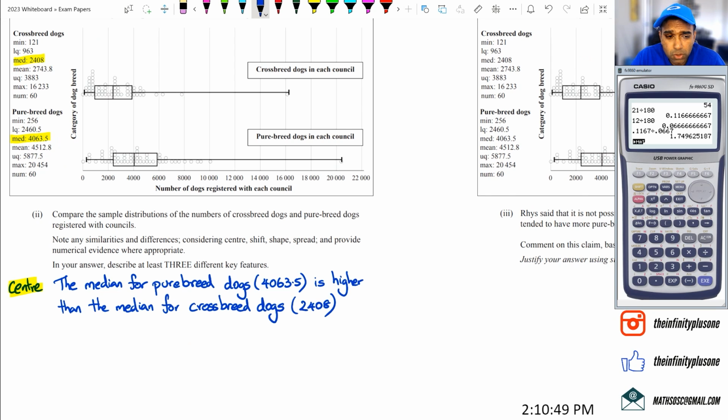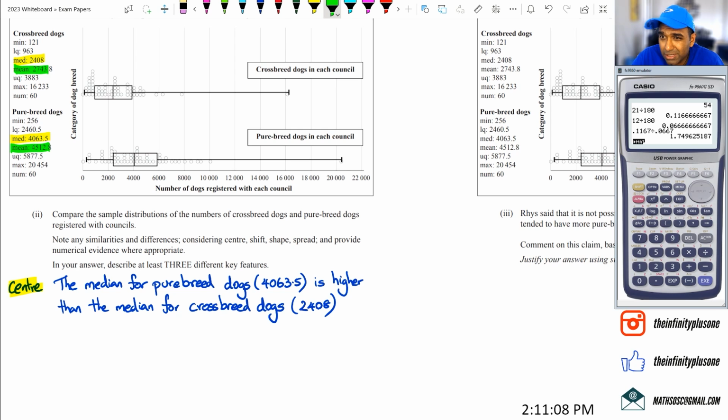So the first point we're going to talk about is the center. Now you might have actually gone with the mean. If you do go with the mean, then remember to state the 2 mean values. I'm going to go with median here. The median for purebred dogs is 4063.5. It's higher than the median for crossbreed dogs, which is 2408.